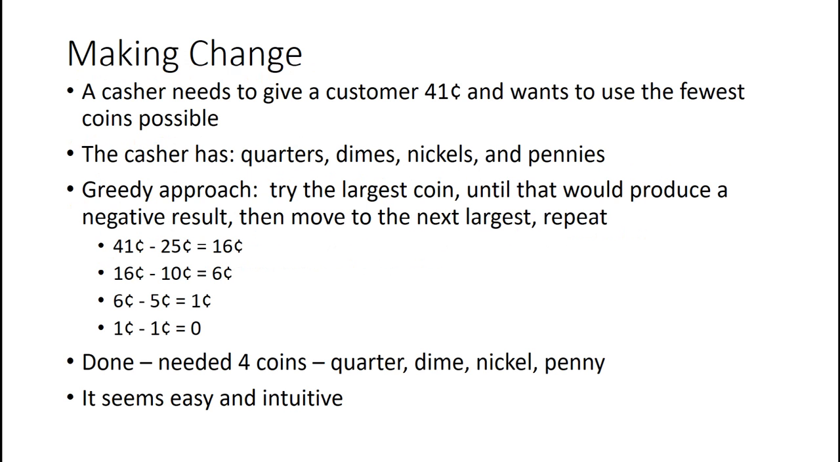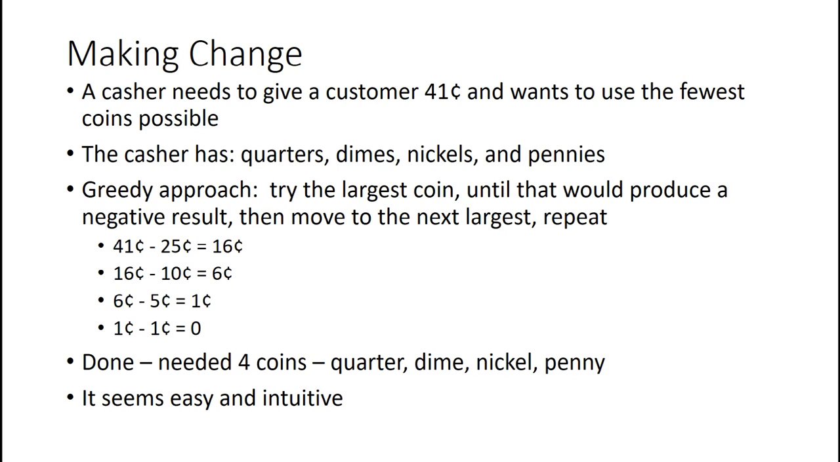Let's look at a nice concrete example that you do all the time. A cashier needs to give a customer 41 cents and wants to use the fewest coins possible. And the cashier has quarters, dimes, nickels, and pennies. Greedy approach: try the largest coin until that would produce a negative result, and then move to the next largest and repeat. You do this all the time.